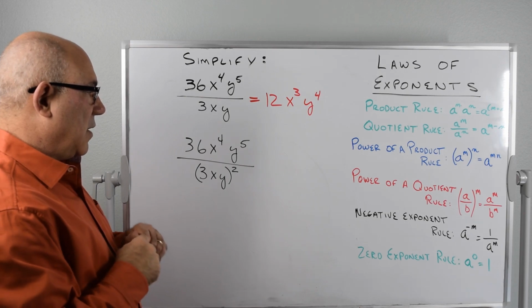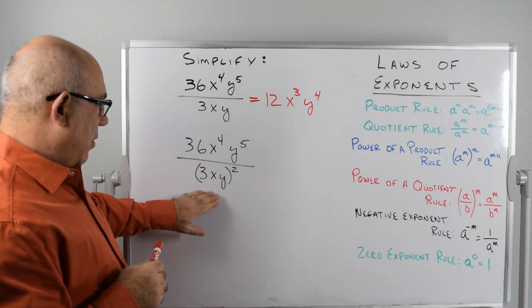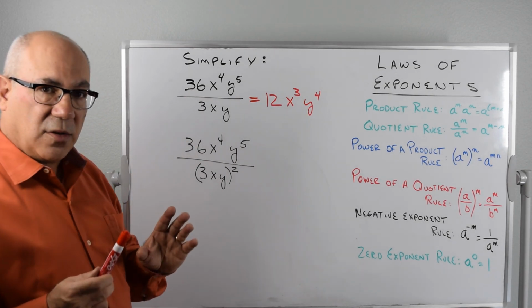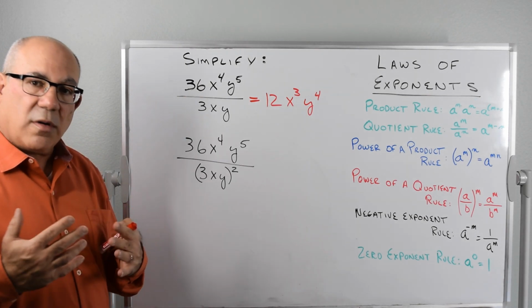Now we are going to use the power of the product rule and the quotient rule. And this is where it gets a little bit trickier, because what we have to do is use the order of operations.